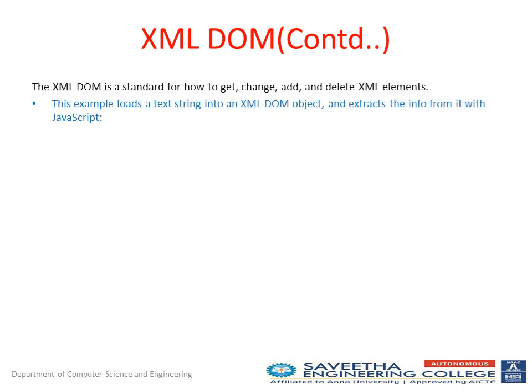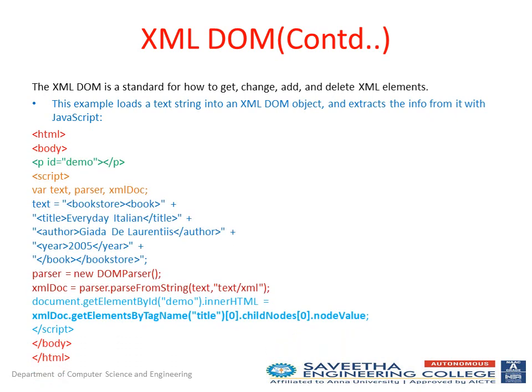The XML DOM is a standard for how to get, change, add and delete XML elements. This example loads a text string into an XML DOM object and extracts the info from it with JavaScript. How will it be done? First there is a bookstore; title, author, year, and book will be defined. Then it will be parsed and displayed using JavaScript.